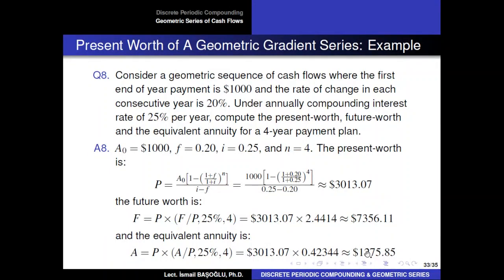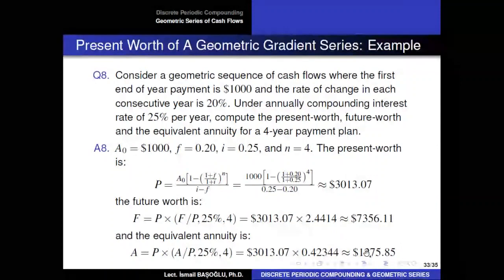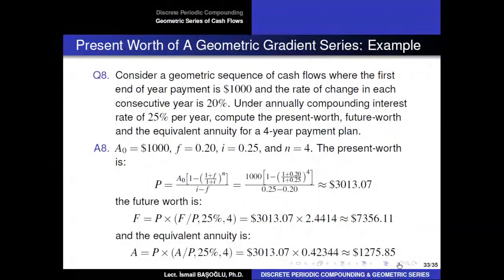But this is going to be a fixed amount, a constant amount. So the geometric gradient series uniform equivalent is this. This is the uniform payment equivalent of these geometric payments. So a nice question like this can be asked in the midterm exam.